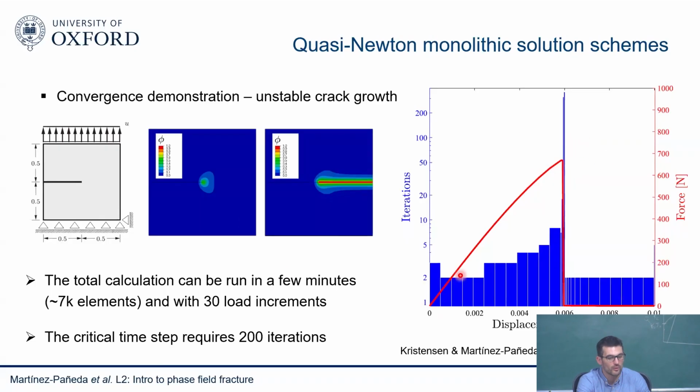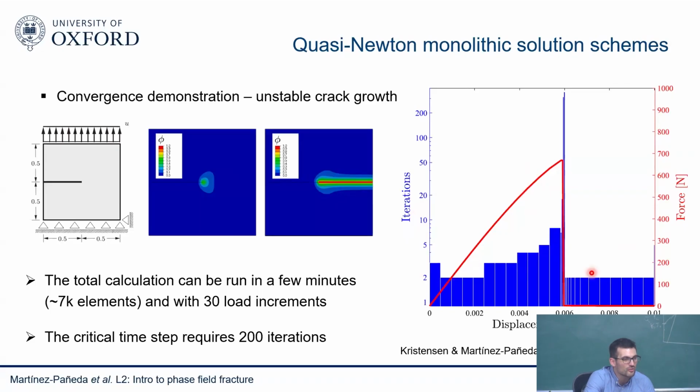What I'm showing here in blue is the number of iterations, and by the way, each of these bars is a time increment. I decided to use 10 load increments. You can actually solve this problem using 12. But I wanted to use more increments to resolve the graph a bit more nicely. But you can solve this problem using 12 increments.